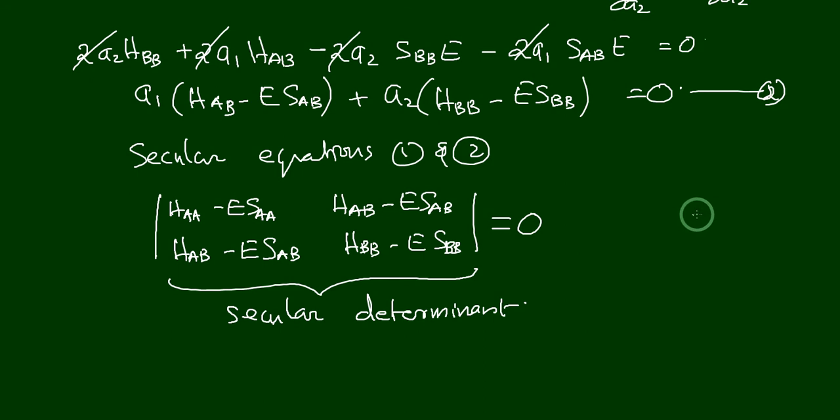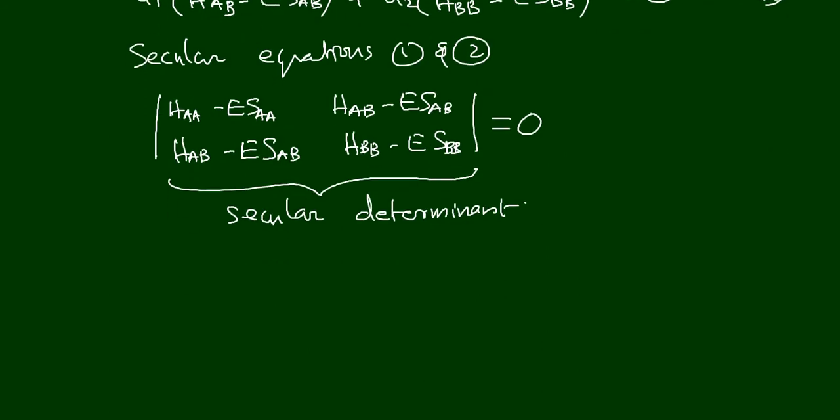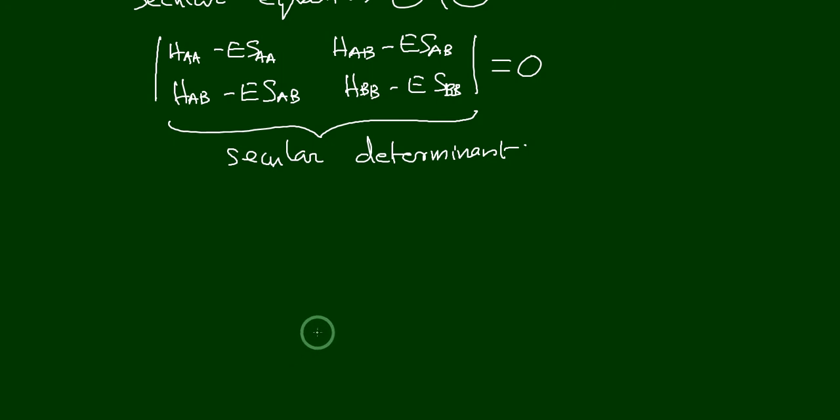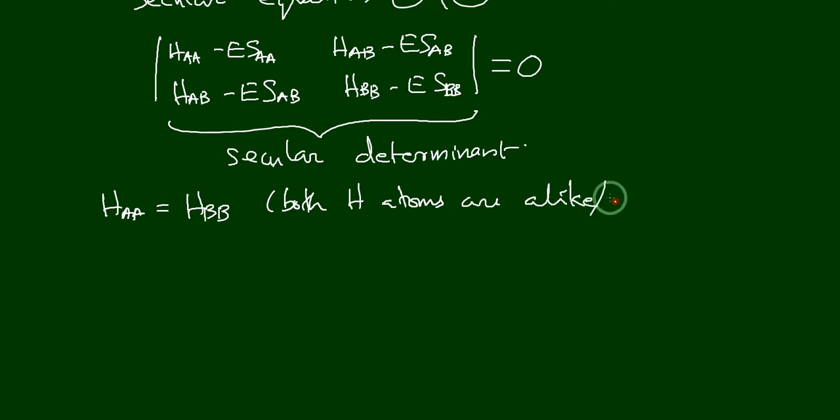Here we can simplify this secular determinant by assuming that H_AA is equal to H_BB, because both hydrogen atoms are alike. H_AA and H_BB are equal because both hydrogen atoms are alike. Also we can say that H_AB is equal to H_BA. Do you know the reason? Because H cap is Hermitian.